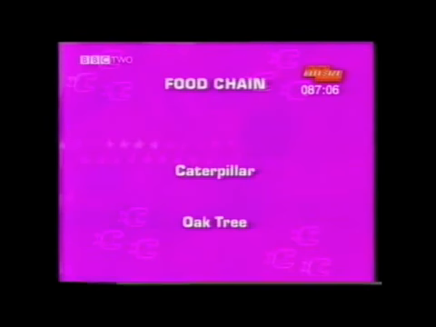The arrows represent the energy flow along the food chain. Remember, the arrows always go from food to feeder. In this case, oak tree to caterpillar to blue tit. A very common mistake is to put the arrow the wrong way round.